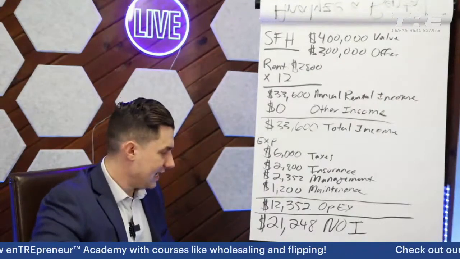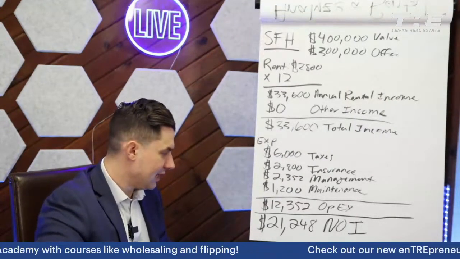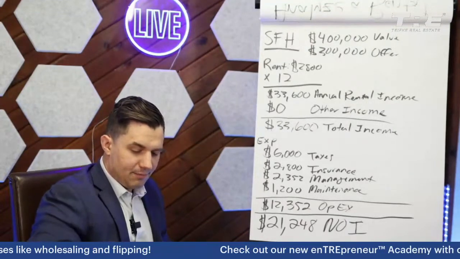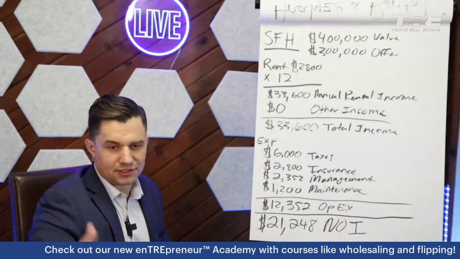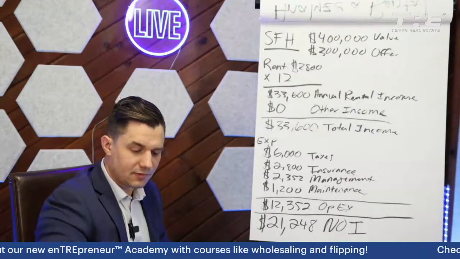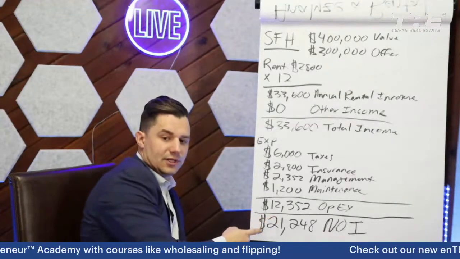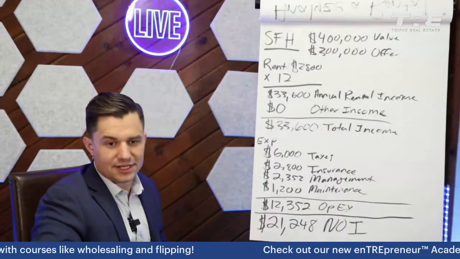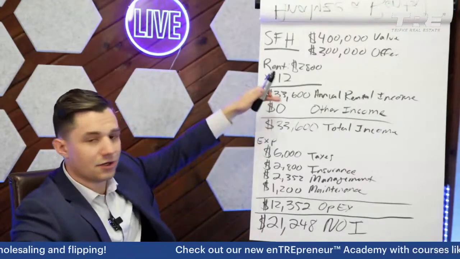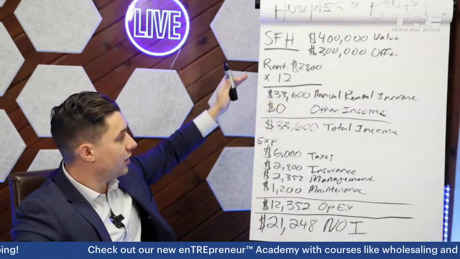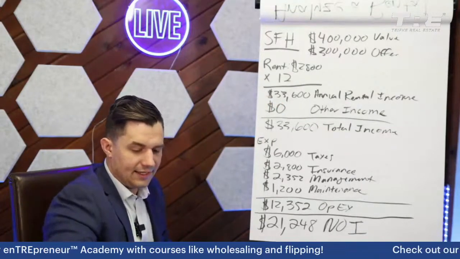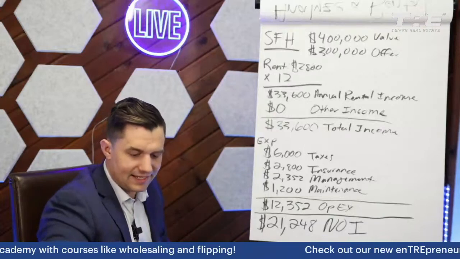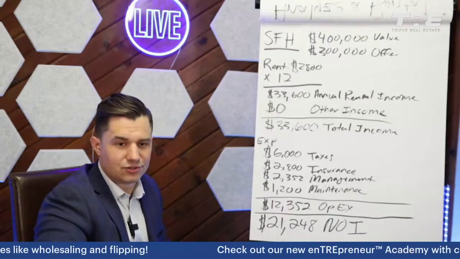NOI stands for net operating income. Now, if we did buy this cash, $300,000 cash plus closing costs and other things, we would get $21,248 every year based on our $300,000 investment, assuming that all these numbers are correct. And that would be a 7% cash on cash return.